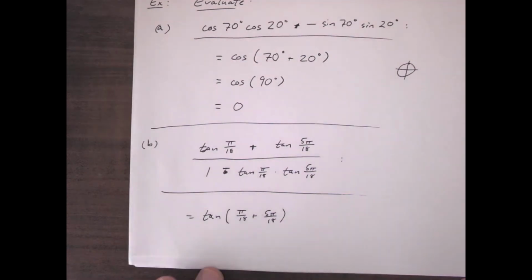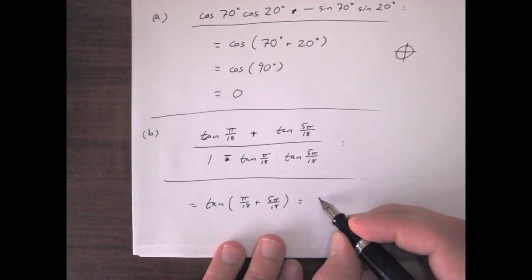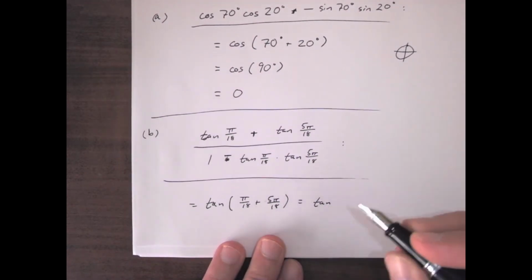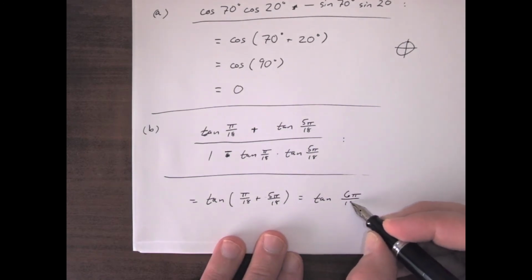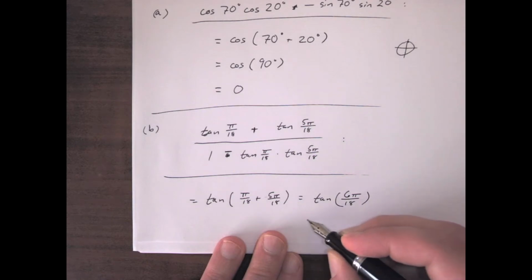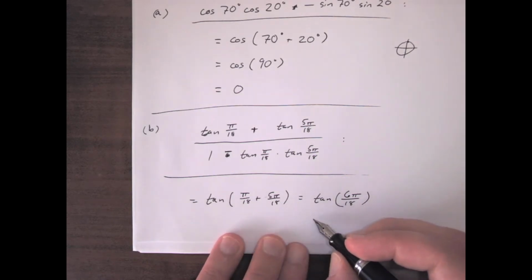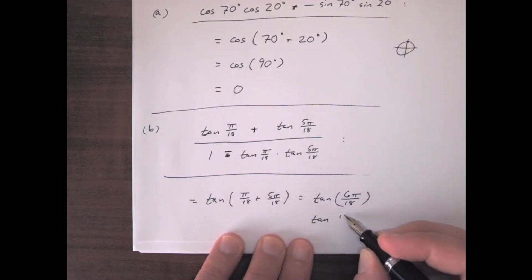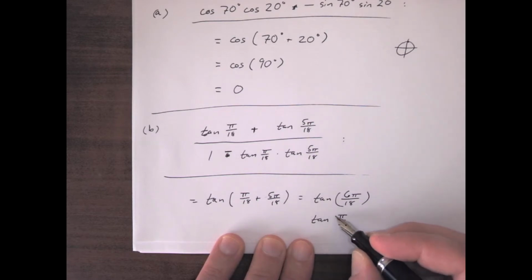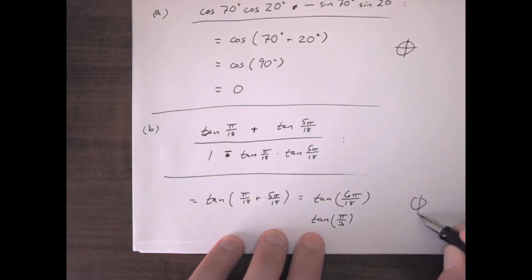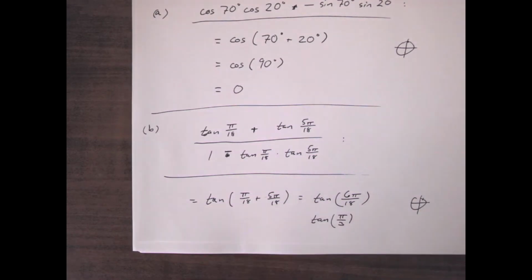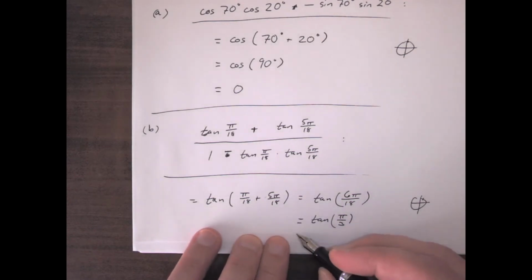Okay. So then that makes this the tangent of, and now since they have the same denominator, I can just add the numerators. That's 6 pi over 18, which is equal to just tangent of pi over 3. Now pi over 3, that's the steeper one, and so that means a tangent, out of the choices of root 3 versus root 3 over 3, would be just root 3.